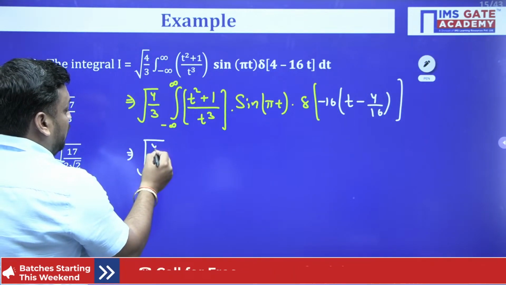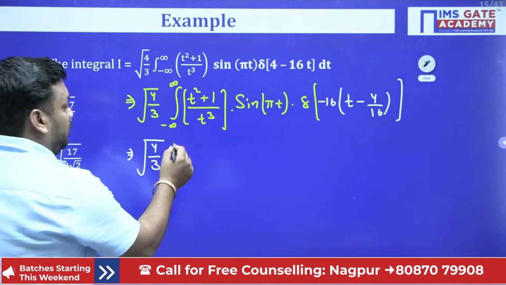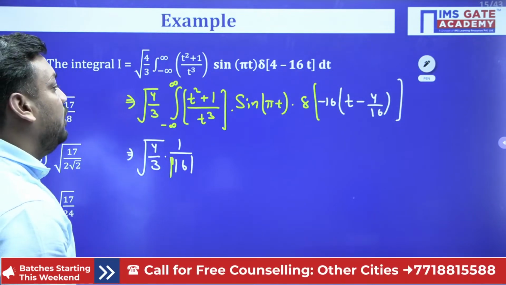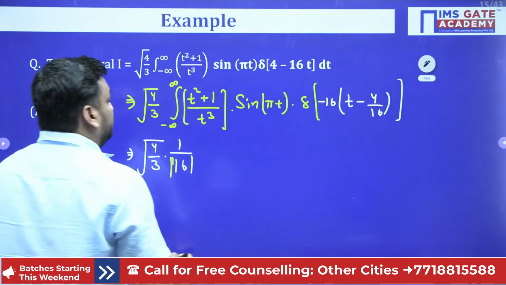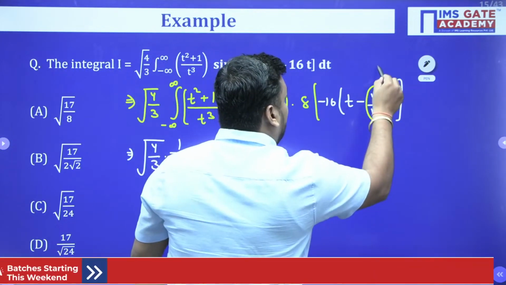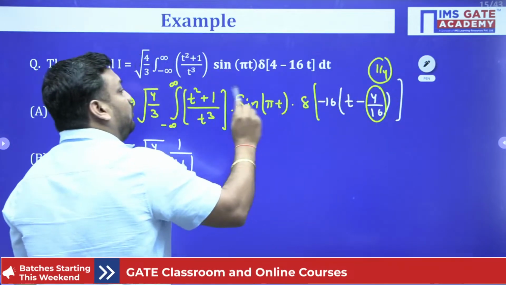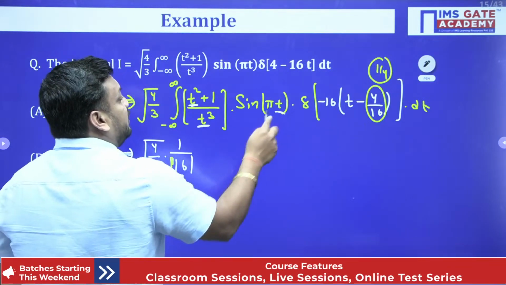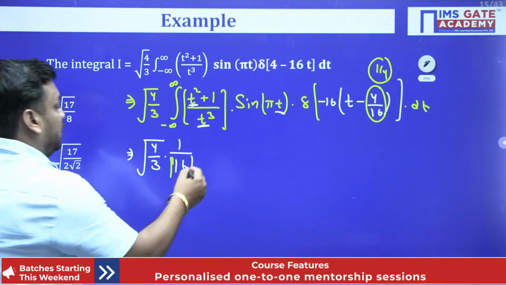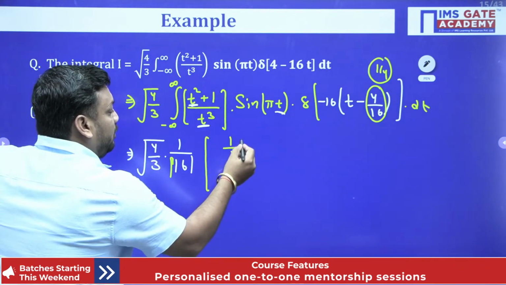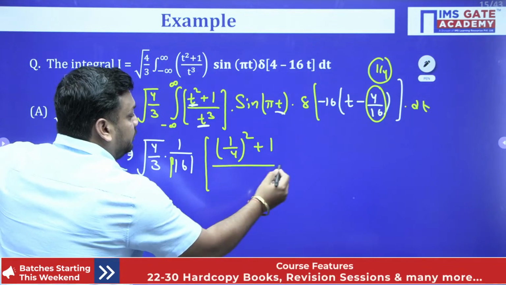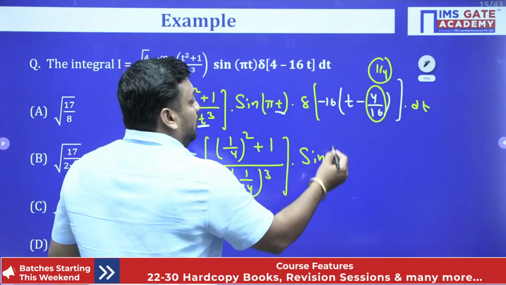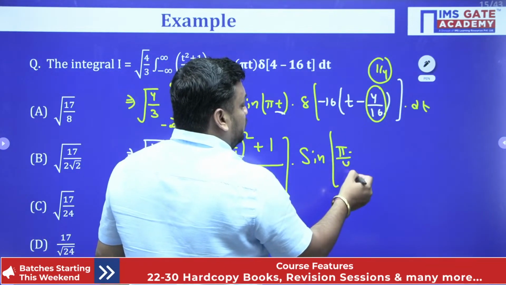So ultimately you should write here root of 4 by 3. Here 1 by 16 with modulus, that is a positive sign only. And 4 by 16 is nothing but 1 by 4. So after solving this, I need to replace t with 1 by 4 wherever t appears. Where is t? Here is t, here is t, here is t. You need to replace t with 1 by 4 only. So your final answer will look like this: (1 by 4) whole square plus 1 upon (1 by 4) whole cube, and here you will get sine of pi into t, meaning 1 by 4 only, so pi by 4.